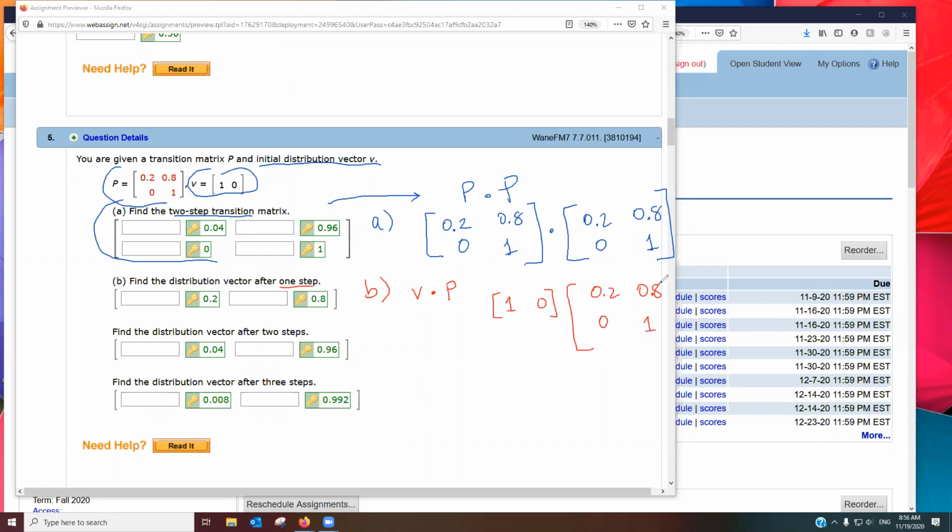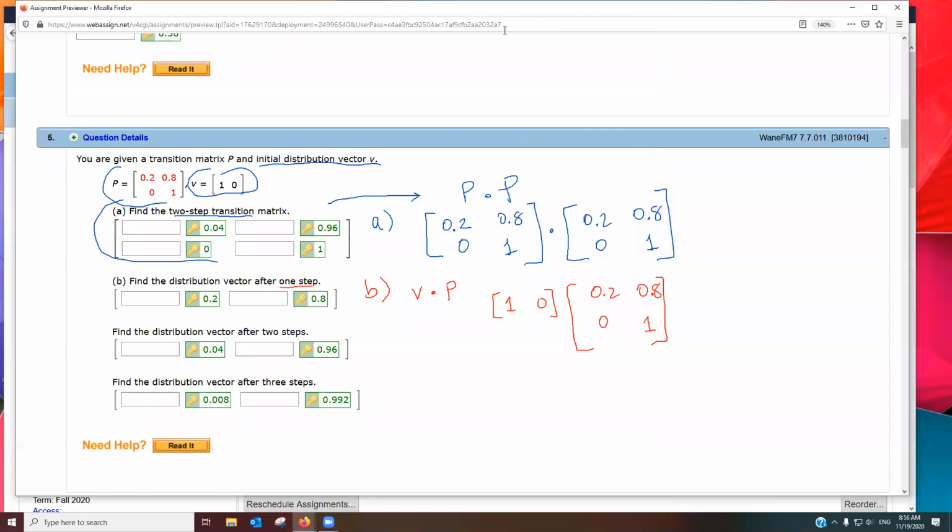This is not going to be as bad as it looks because there's some zeros floating around here, and with zeros the multiplication is a little easier. So when we work this out, I'm going to take 1, 0 and multiply it times this column. So for this answer here, I'm going to be taking 1 times 0.2 plus 0 times 0. So of course that's going to be 0.2.